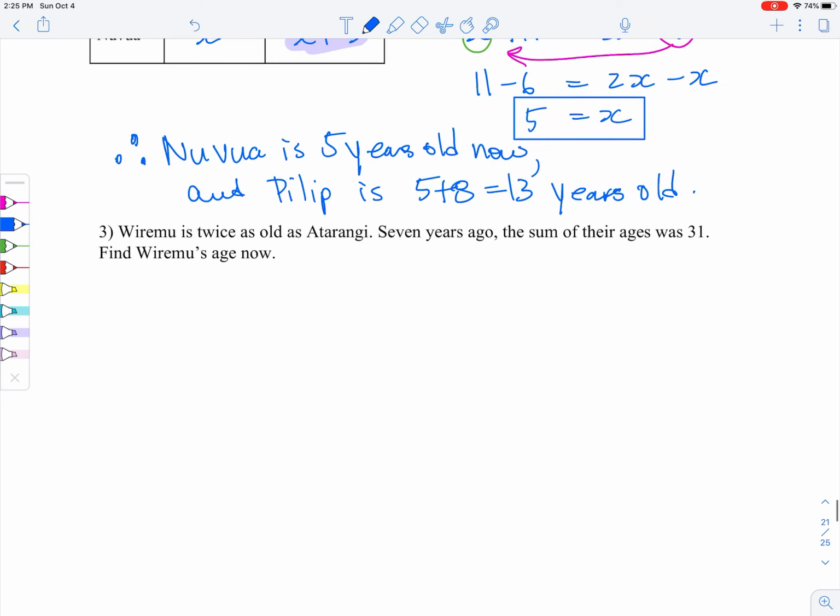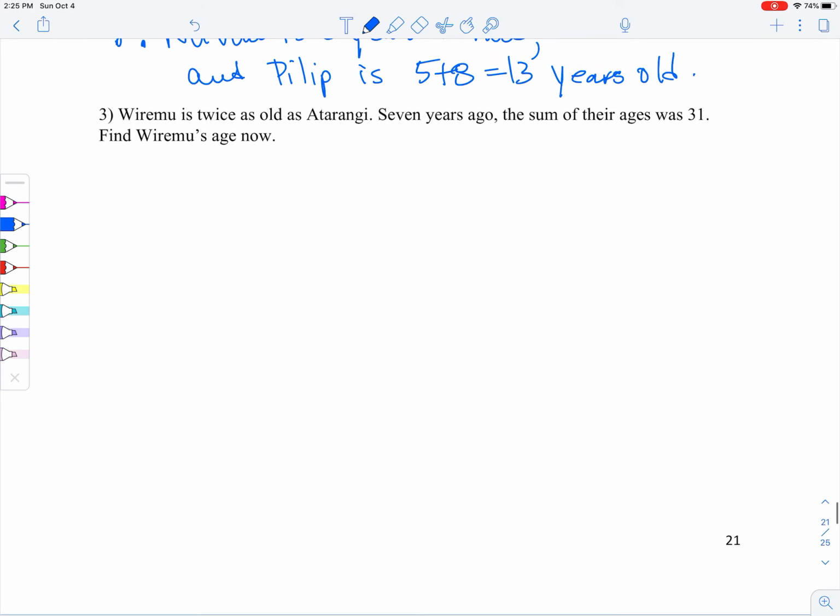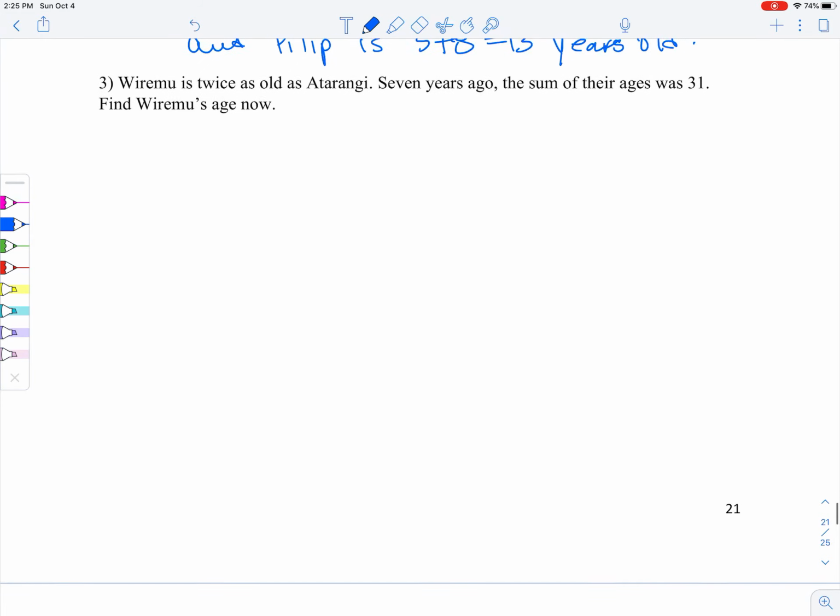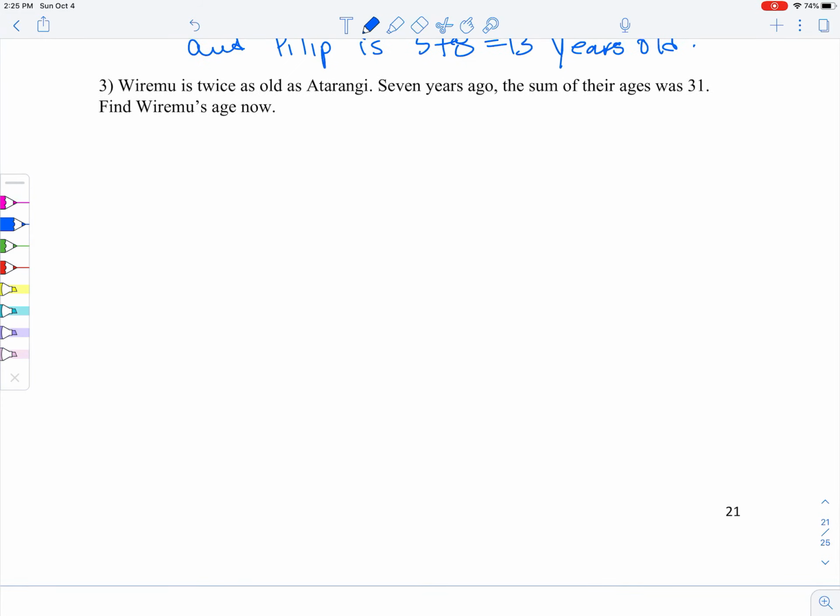So we're going to use this chart again. Wairemu is twice as old as Algebraic. 7 years ago, the sum of their ages was 31. Find their age now. So we're going to have a now with a then. And the then is going to be 7 years ago. So if I'm 47 and I'm finding my age out 7 years ago, I'm going to be subtracting 7.